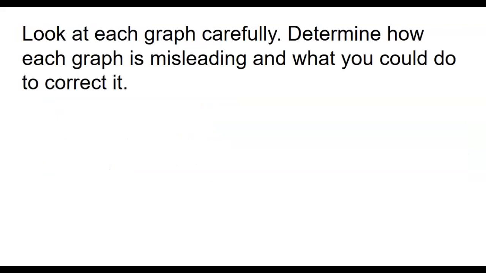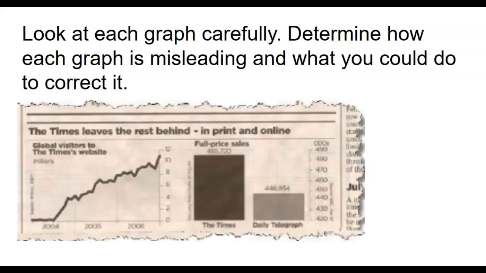Look at each graph carefully. Determine how each graph is misleading and what you could do to correct it. There are 2 graphs in this article, and both have parts that are misleading. The title of the section that includes the graphs is "The Times Leaves the Rest Behind, in Print and Online." The problem with the graph on the left is that it only shows the Times visitors to their website. It does not show any other newspaper, so you cannot compare if they are leaving anyone else behind. This would be an example of data that is left out.